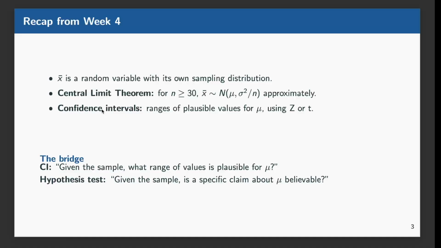Here is the bridge connecting last week to today, and it is worth repeating because it really is the whole lecture compressed into 2 sentences. A confidence interval asks, given my sample, what entire range of values is plausible for mu? A hypothesis test asks a sharper question. Given my sample, is one specific claim about mu actually believable? Same data, same underlying tools, just a more pointed question being asked of them. Let's move into Part A.